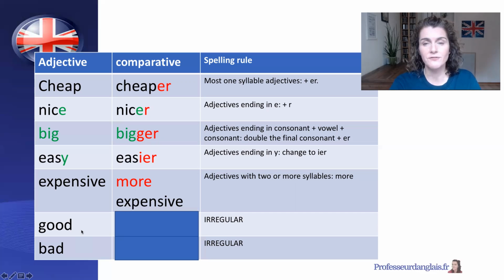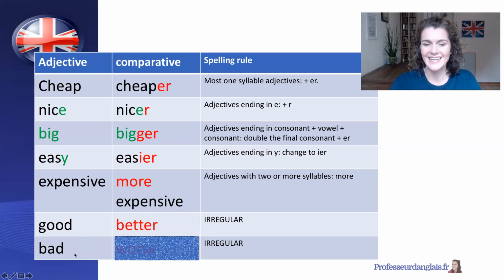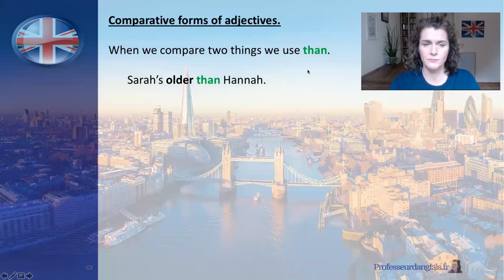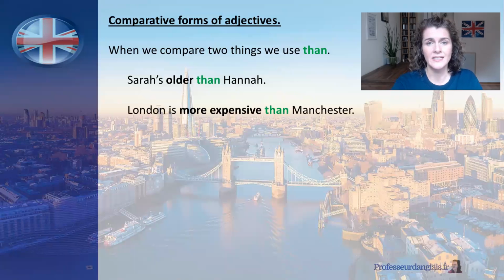Now, there are some irregular adjectives, the most common being good and bad. The comparative form of good is better, and the comparative form of bad is worse. Well done. It's also important to note that with comparative forms of adjectives, when we compare two things, we use than. For example, Sarah's older than Hannah. London is more expensive than Manchester.